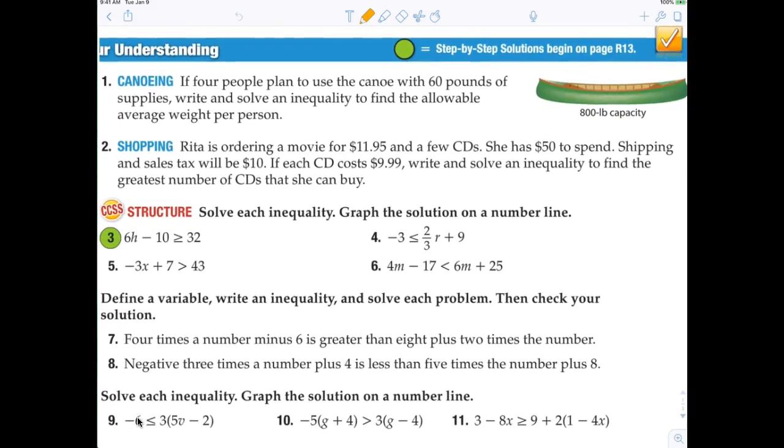I need everybody to look up and make sure that they see the boat has an 800-pound capacity. Now it says if 4 people plan to use the canoe with 60 pounds of supplies, write and solve an inequality to find the allowable average weight per person. So we need somebody to set me up an inequality that represents that.